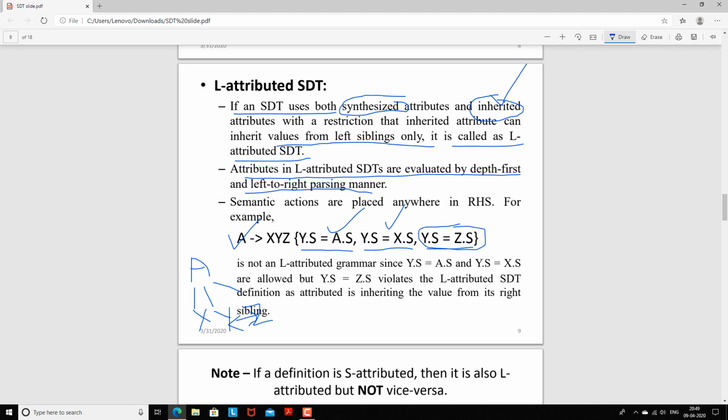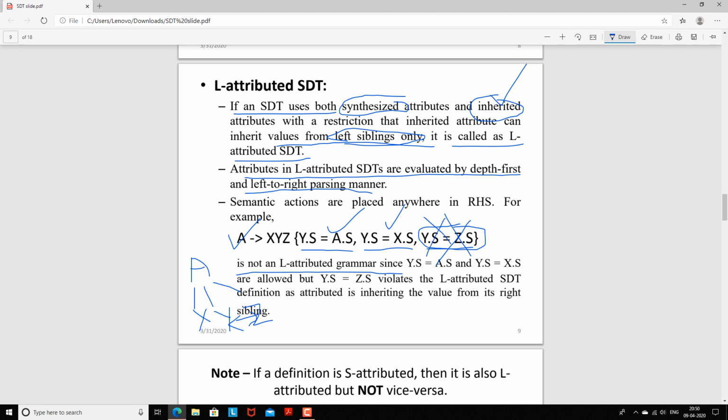What problem? You can see from here, if an SDT uses both synthesized attribute and inherited attribute with the restriction that inherited attribute can inherit value from left sibling only. Left sibling only. And actually here Z is the right sibling of Y. But here you can see that X is the left sibling of Y. So that is the rule. That's why we have concluded that this is not an L attributed grammar.